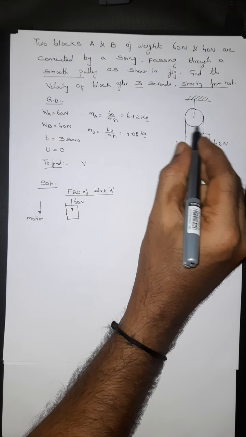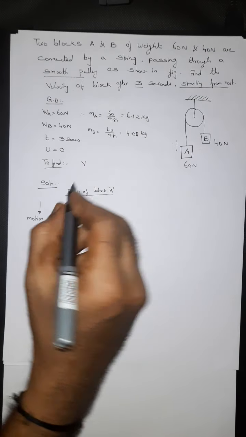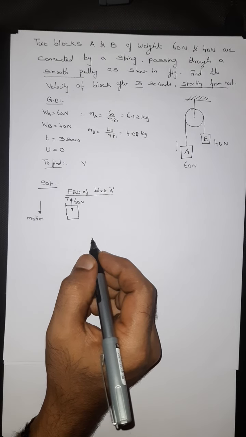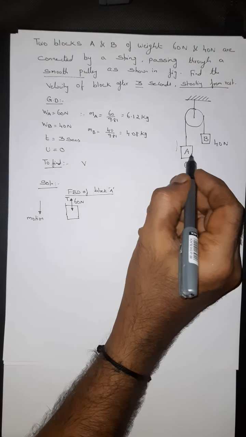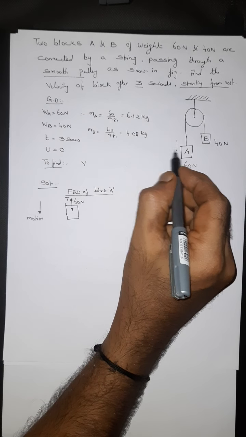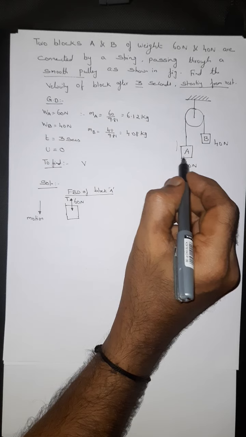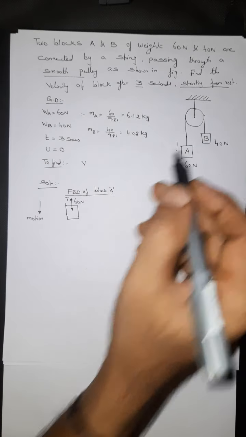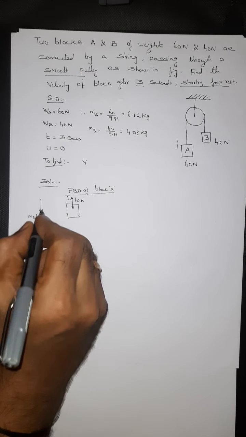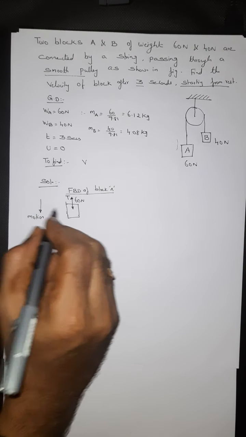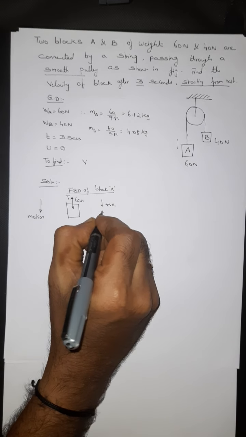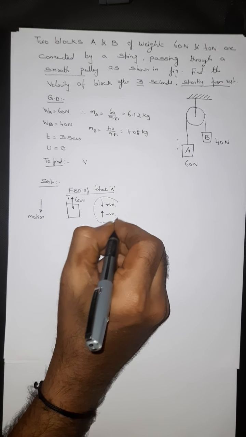The block A is connected with string, so there will be a tension also, which can be represented by T, right? Since the block is not connected with any of the other surfaces, there won't be any reaction and frictional force, right? Fine. Since the motion of the body is downwards, this would be positive and upwards would be negative.